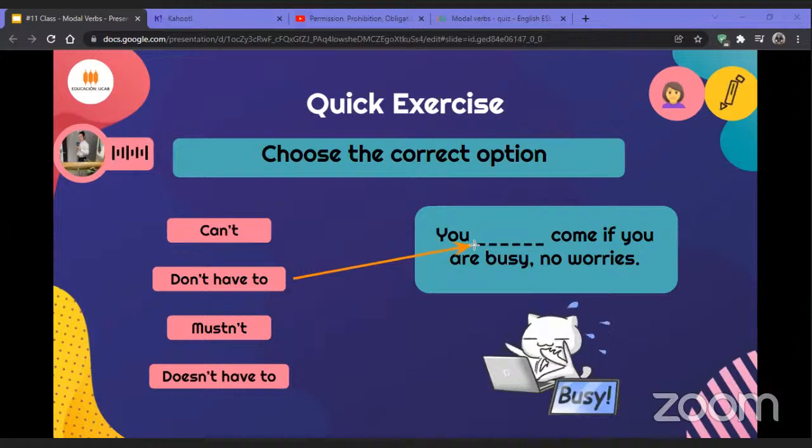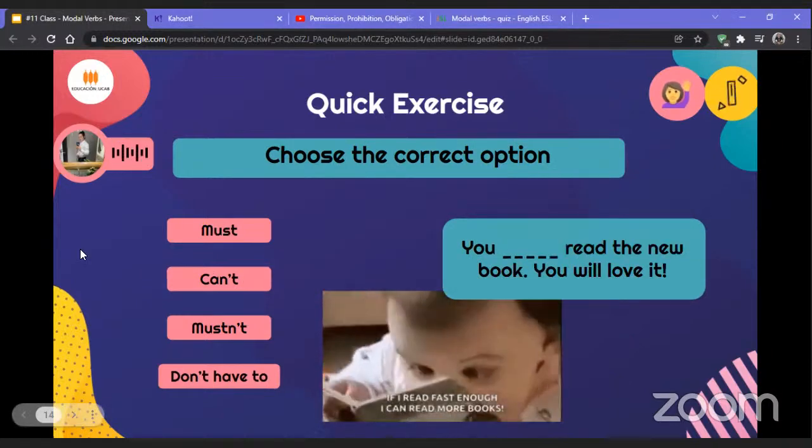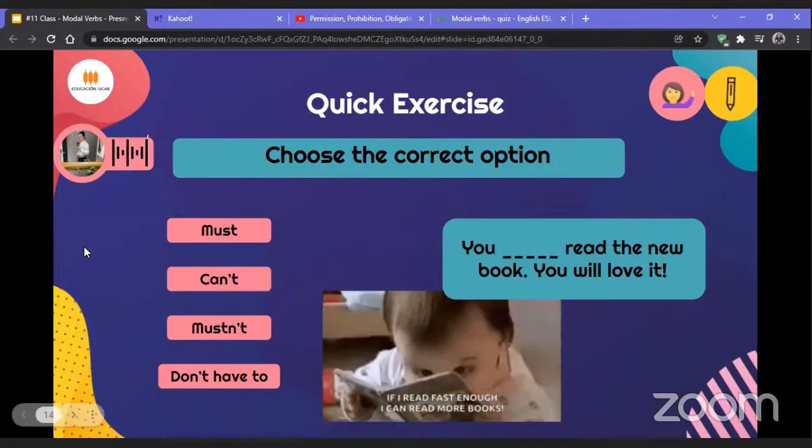You don't have to come if you are... The only comment about this is ocupado is busy. Yeah, it's a little bit weird, but it's busy, the pronunciation of that word. And no worries. It's like, okay, yeah, that works. Busy. Excellent. Thank you, Jhonny. But with a large Z. Okay. So good work, Leticia. Excellent. You don't have to come. Let's see the next one. And this one is for Luisana. Please read the sentence and then tell us what do you think is the correct one.